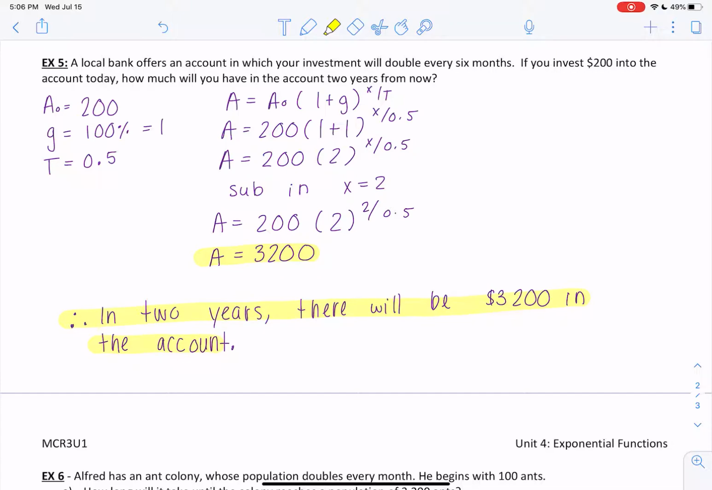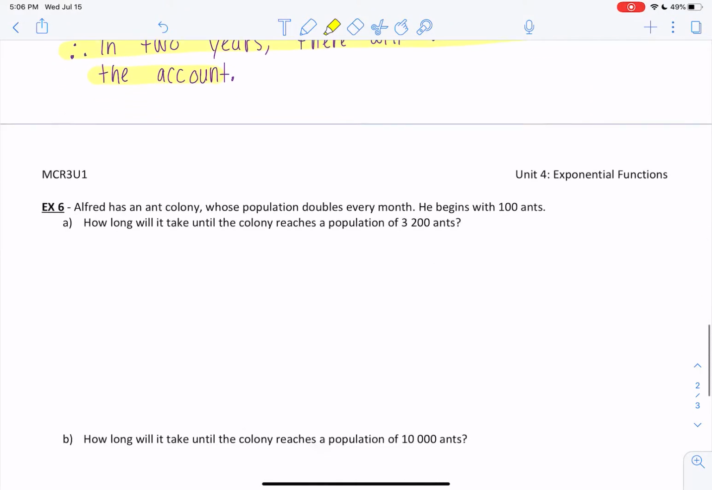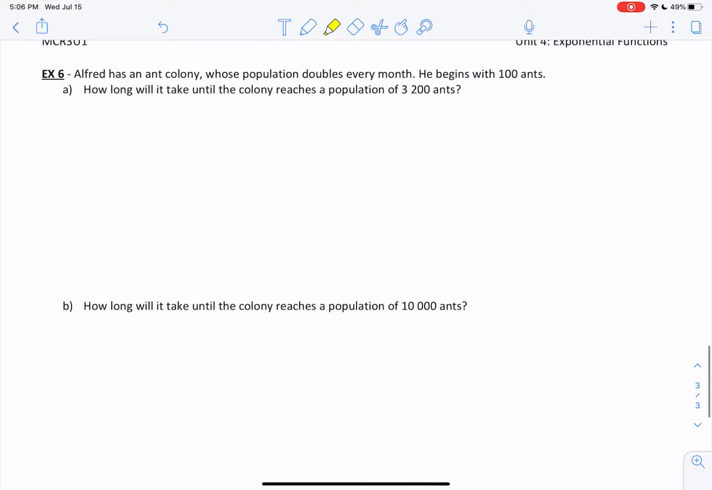All right, we have one more quick example to do. So for example 6, Alfred has an ant colony whose population doubles every month. He begins with 100 ants. So how long will it take till the colony reaches a population of 3,200 ants? So let's start by figuring out our equation. So our initial value is 100. Our growth rate, we're doubling again. So our growth rate is just 1.